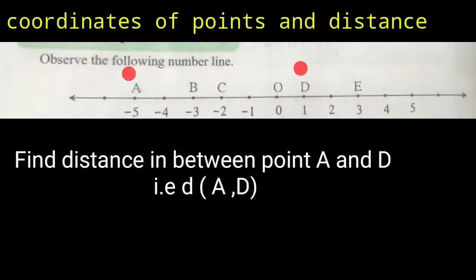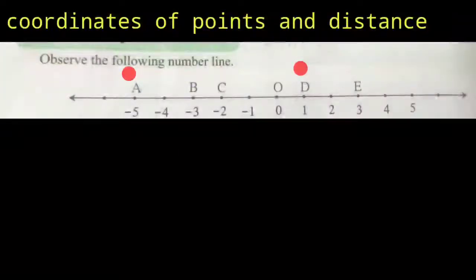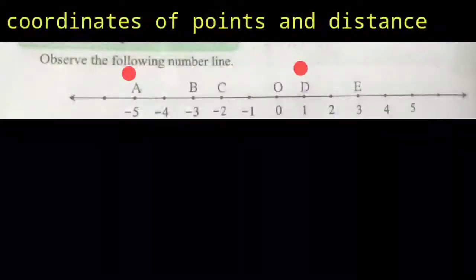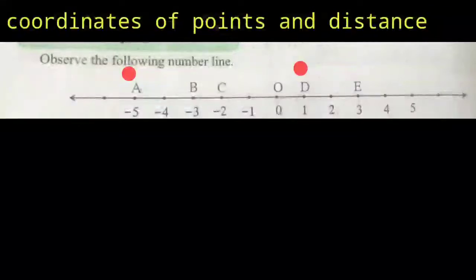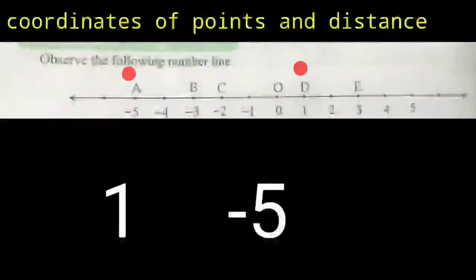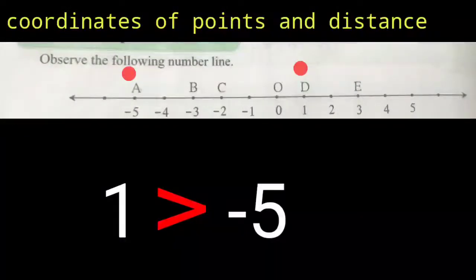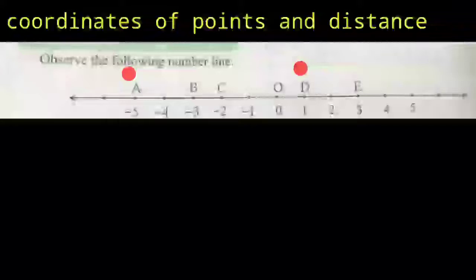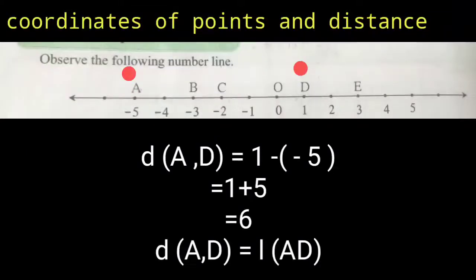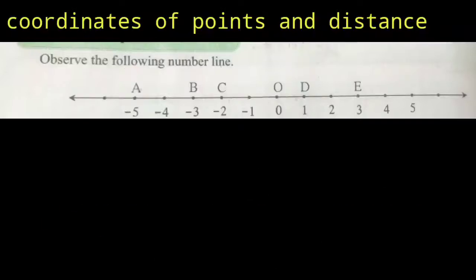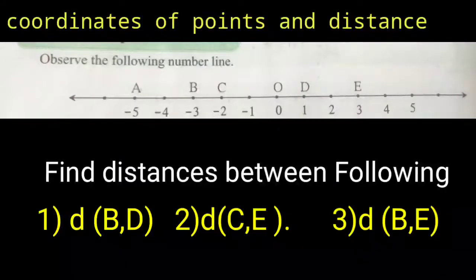Now we are going to find the distance in between point A and point D. Here the coordinate of point A is -5 and the coordinate of point D is 1. We know that 1 is greater than -5. And therefore, to find the distance in between point A and D, we have to subtract -5 from 1. You have to solve the examples which are given here.